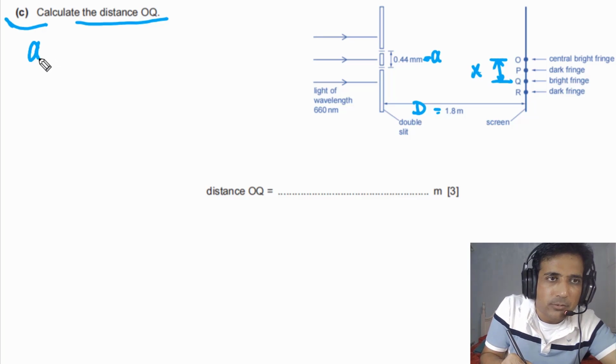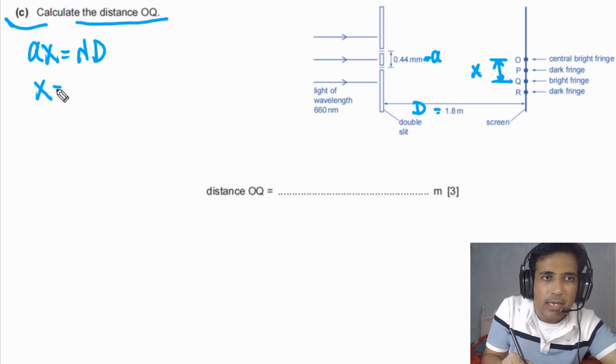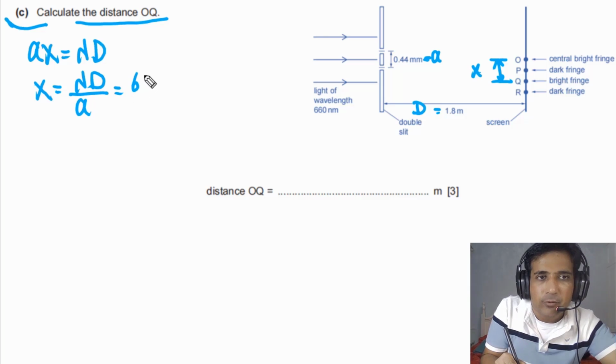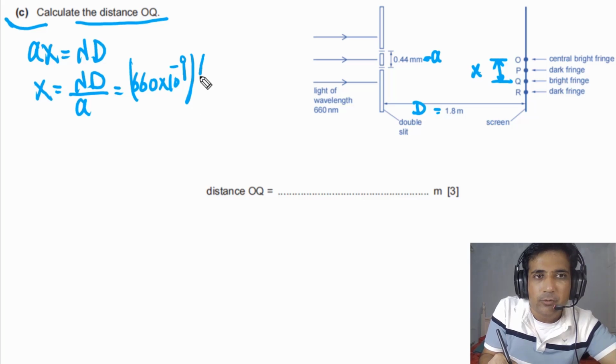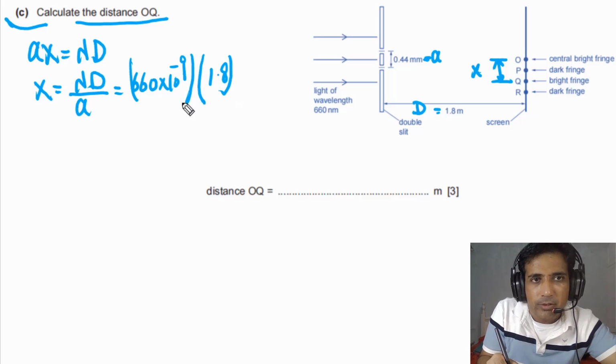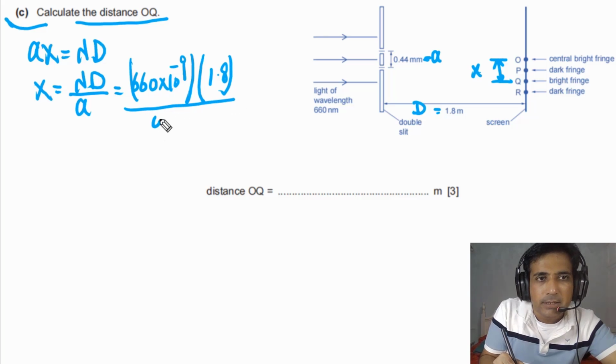According to Young's double slit experiment equation, a x is equal to lambda times D. In this case, we need to find out x, so we can simply write down this is equal to lambda times capital D divided by a. Lambda is given, that was equal to 660 nanometers, so we need to convert this one into meters. So you need to be careful with units. So this is the value of lambda. D is given in meters, so simply we can write down this is 1.8 meters, and slit separation is given, that is 0.44 millimeters. So we have to convert this one into meters.